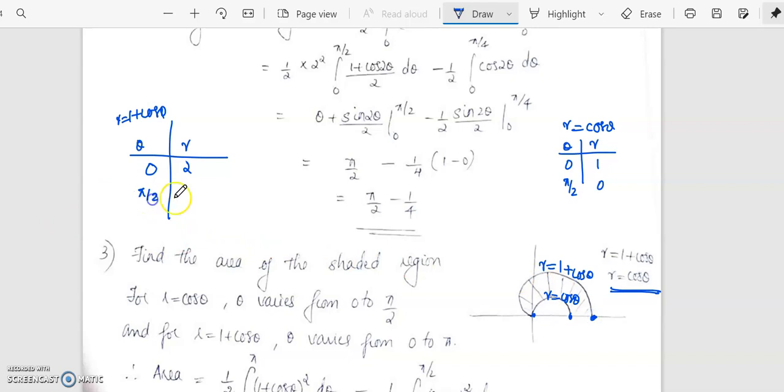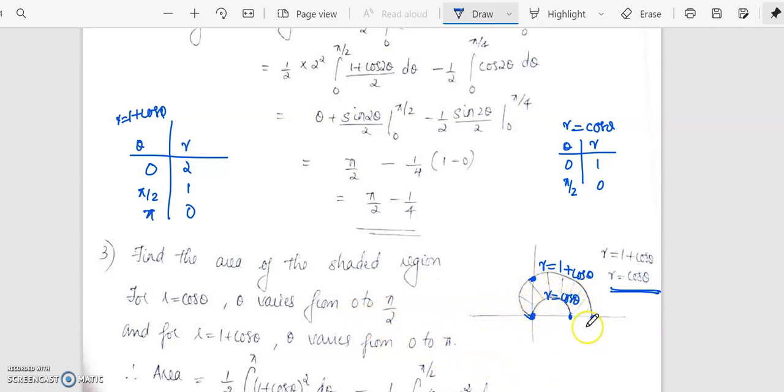And when theta is equal to pi by 2, cos pi by 2 is 0. So the value is 1. So at pi by 2 the value is 1. And when you take pi, cos theta will be -1, so the r value is going to be 0. So as the curve is traced from here to here, it covers the angle up to pi. So for r equal to 1 plus cos theta, theta is varying from 0 to pi. For the circle, theta is varying from 0 to pi by 2.